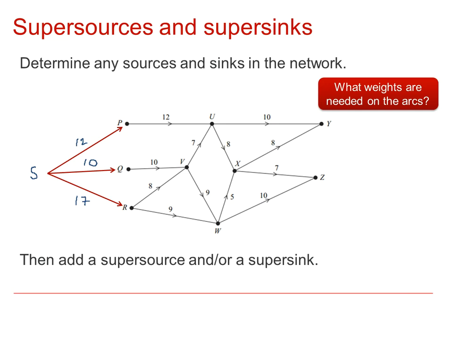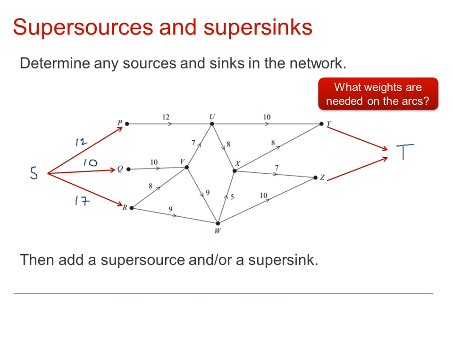Now at the other end of the diagram we've got a super sink, which I'm going to label as T. And again, we just need to think about what are the capacities of the arcs that are going from each of Y and Z into T?